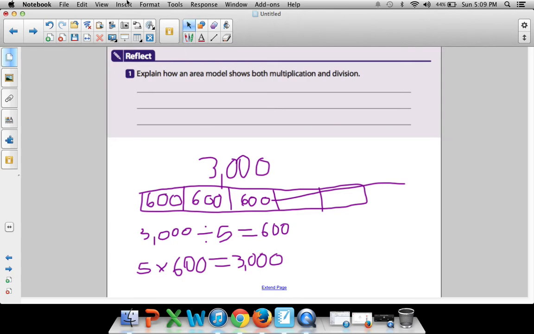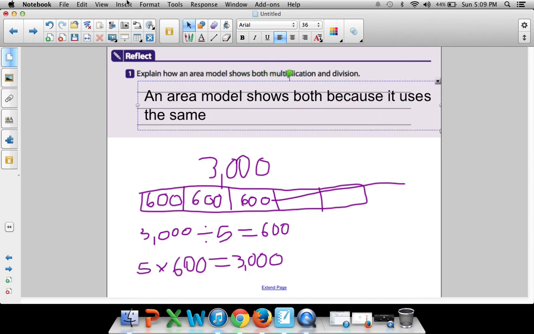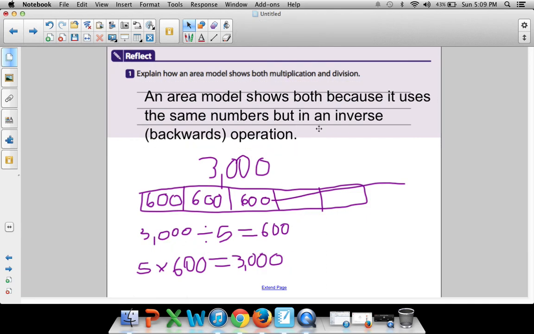An area model shows both because it uses the same numbers but in an inverse, which means backwards, operation. And if you look closely, you'll see that these are kind of backwards from each other. They're a little bit different, aren't they?